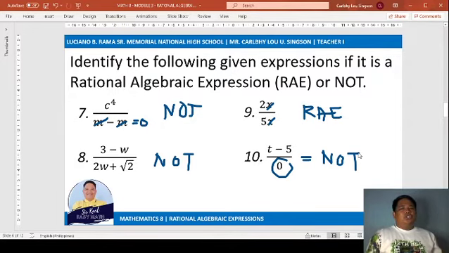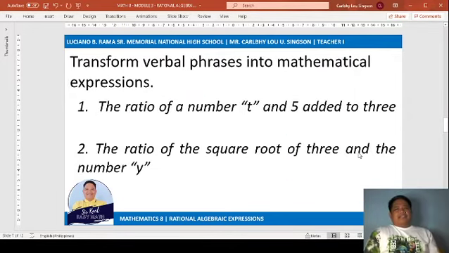This time, let us learn how to transform verbal phrases into mathematical expressions, because in some word problems, it is very important that we can transform verbal phrases into mathematical phrases or expressions so that we can solve the problem. Okay, so let's have number 1: the ratio of a number t in 5 added to 3.